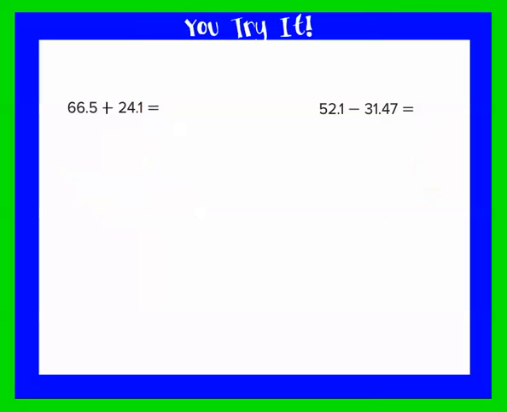Alright, here are just a couple of problems for you to practice on your own. Pause the video, try the addition and subtraction problems, and then check by restarting the video. Alright, with 66 and 5/10 plus 24 and 1/10, you should wind up with 6 in the 10ths place and 90 in your whole number value, so 90 and 6/10.